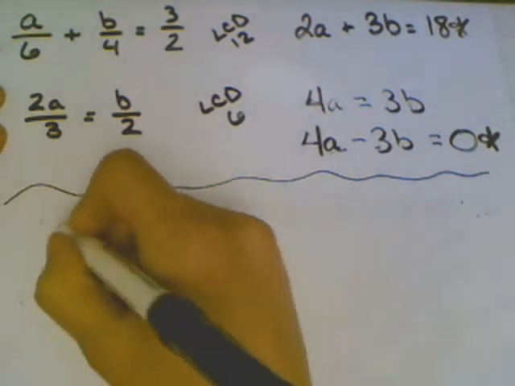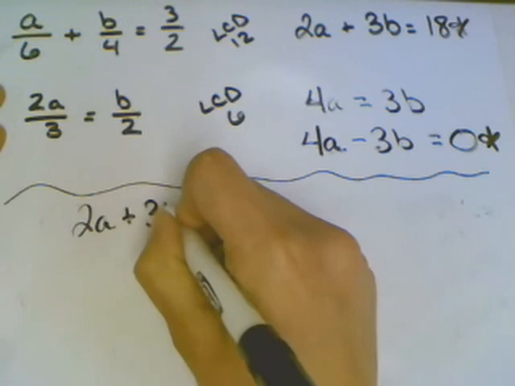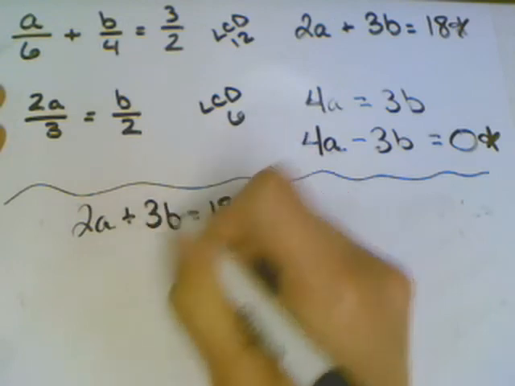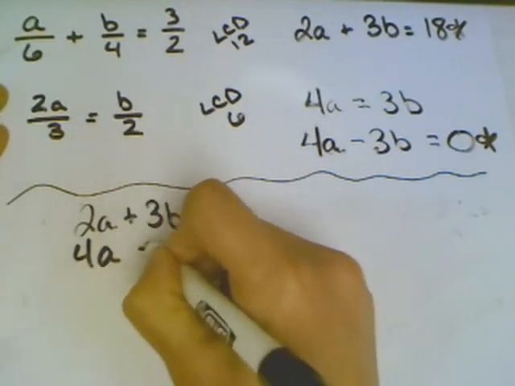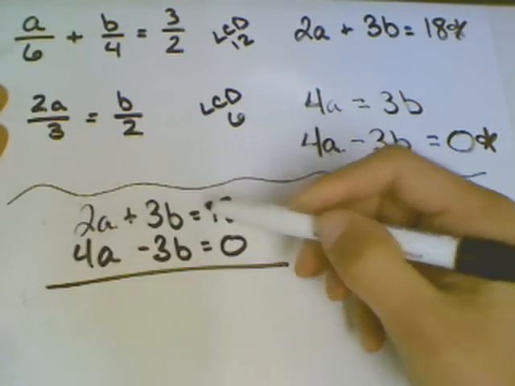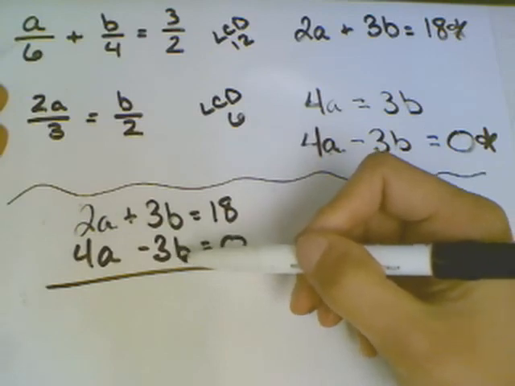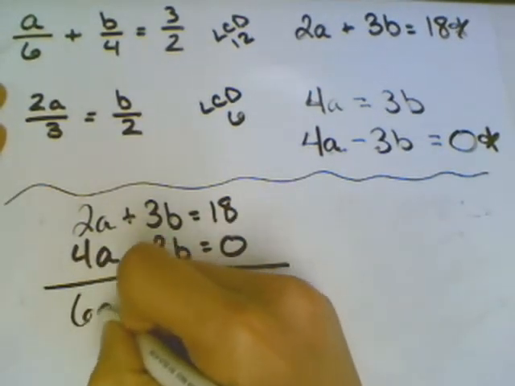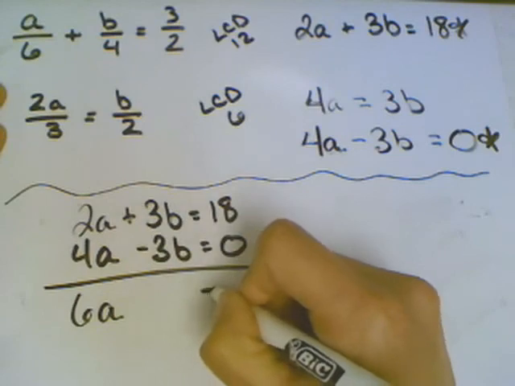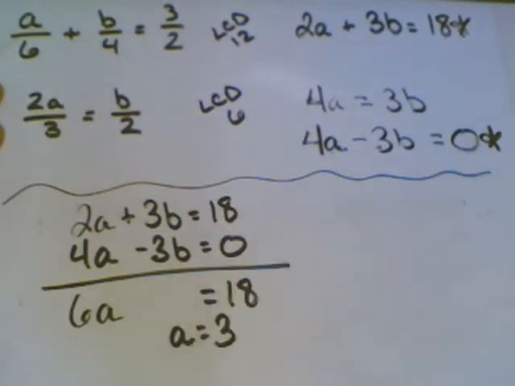Let's rewrite them to clearly see what we need to do next. So I have 2a plus 3b equals 18, and I have 4a minus 3b equals 0. Already I can see I'm ready for the addition method. My b's will add up to be 0 if I add the two equations together. 6a plus 0 equals 18, so a must be 3.